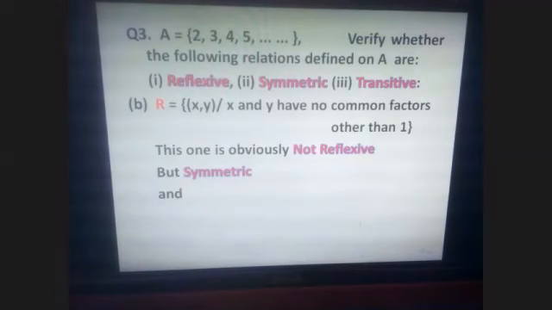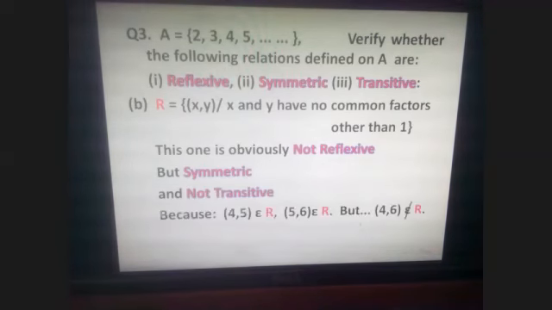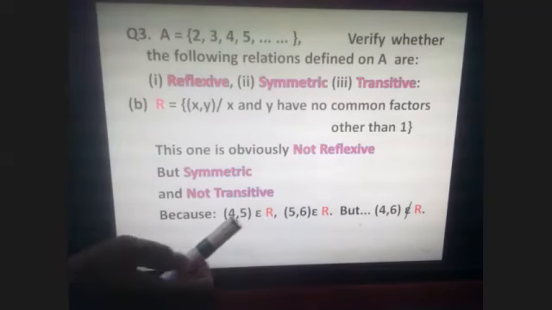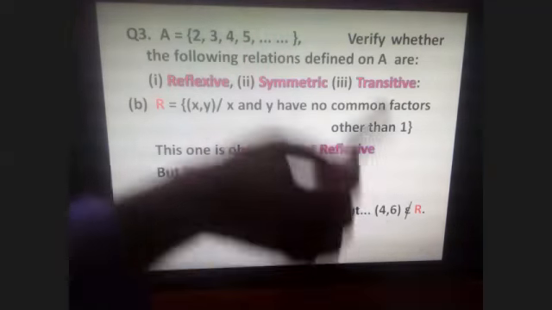A and B have no common factor. B and C have no common factor. Can you bring a common factor between A and C? Come on, what do you think? Is it transitive? Again, the same answer, not transitive, because you can see 4 and 5, no common factor. 5 and 6, no common factor. But 4 and 6 have a common factor, so it is not a member.